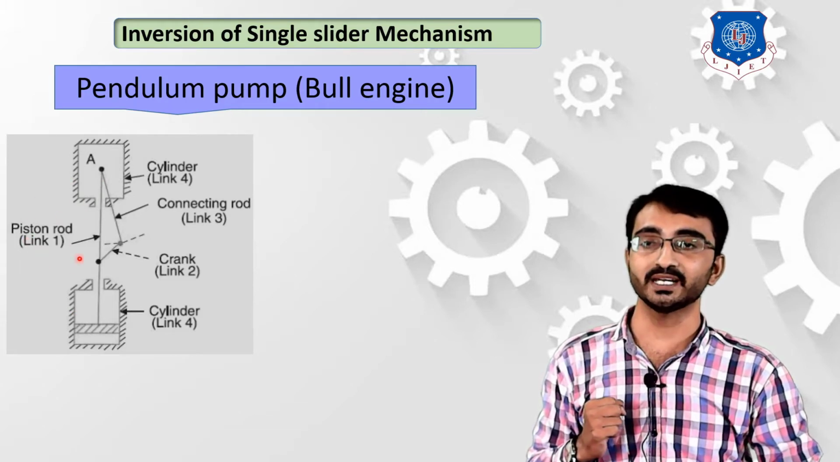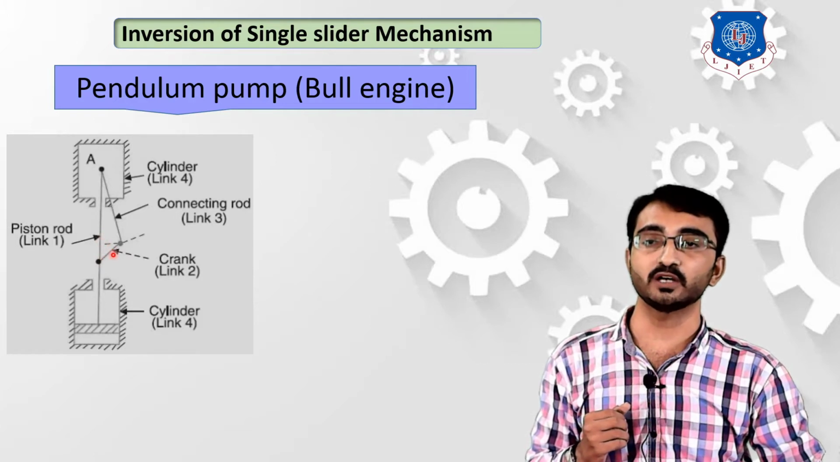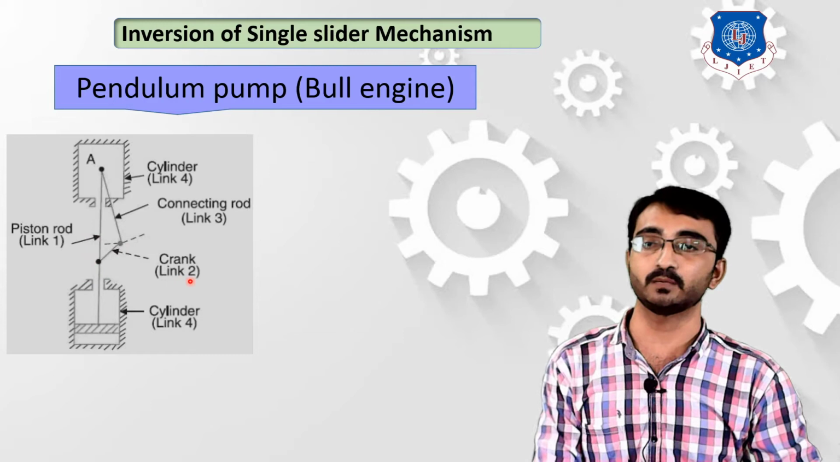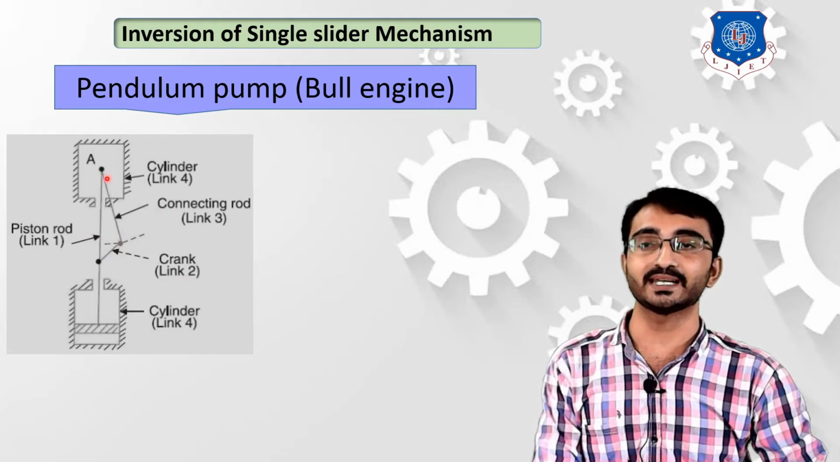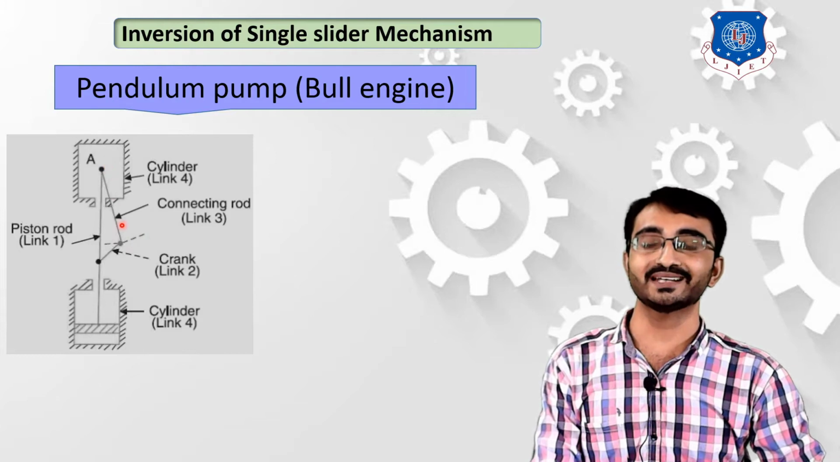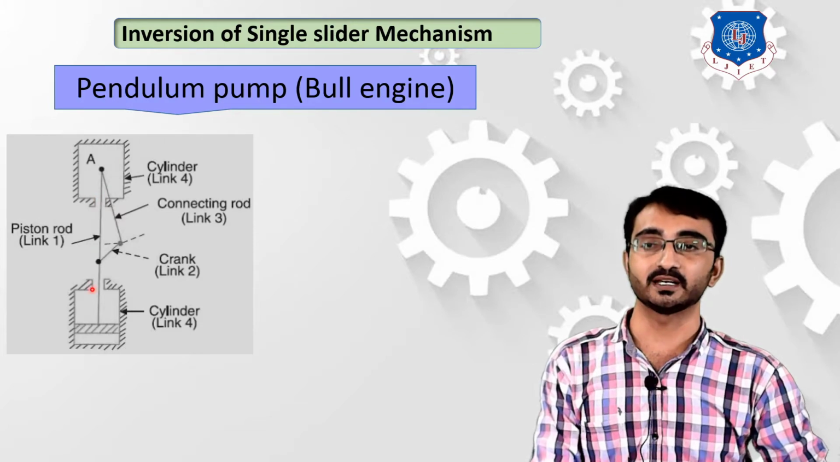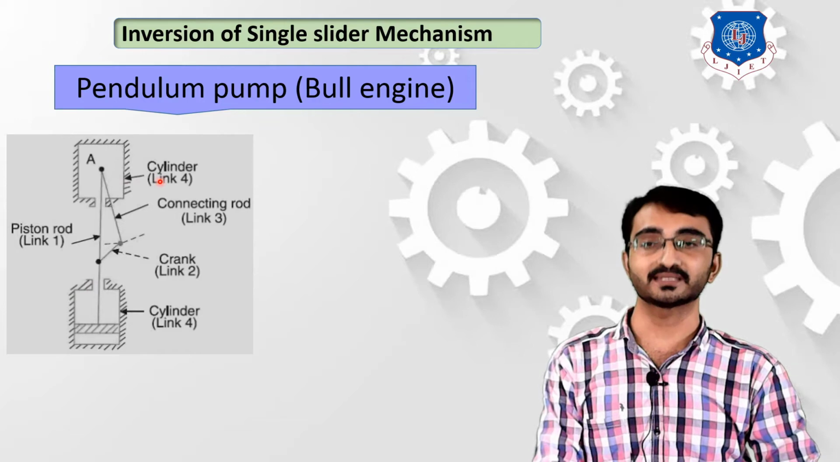Now this link number 1 is connected with link number 2, that is your crank. Over here you can refer that with respect to this point, this link number 2 will be rotating. Now this link number 2 is connected with link number 3, that is your connecting rod, and this connecting rod is connected with the piston rod, and this piston rod is accommodated in this cylinder. So that's why your fixation point or your fourth link will be your cylinder.